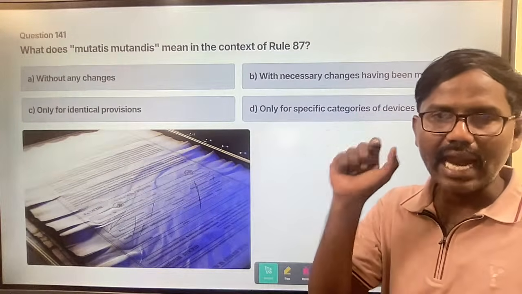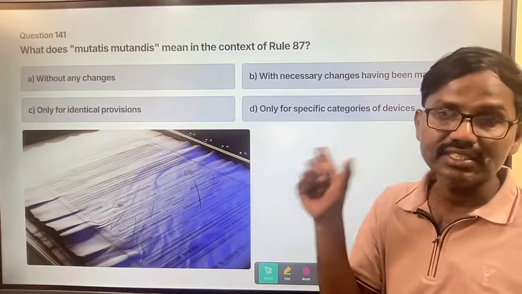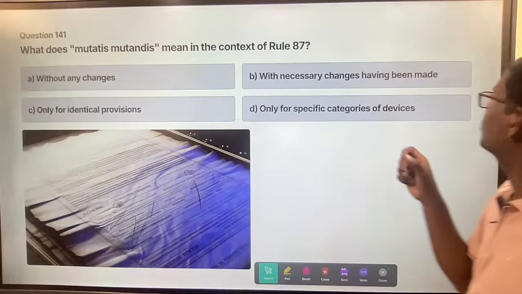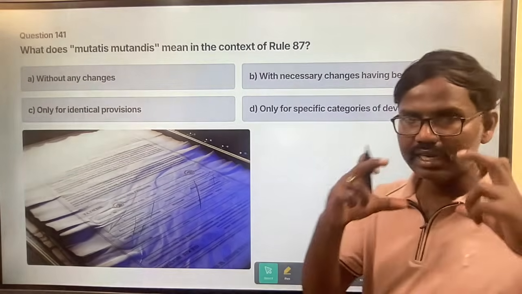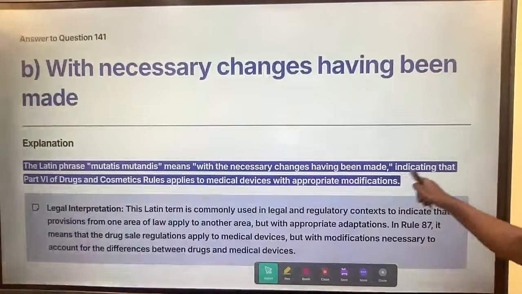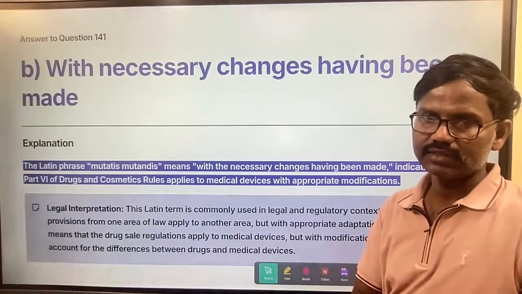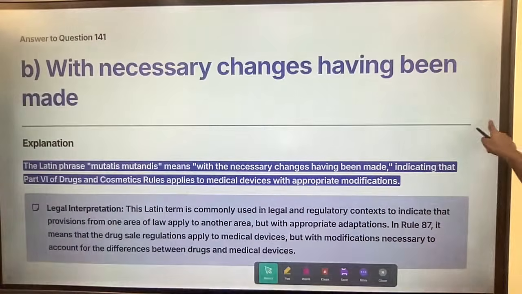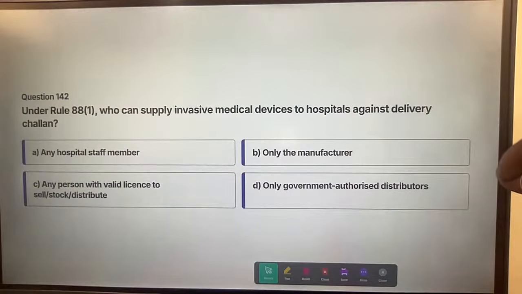So it is a Latin word. The meaning is with the necessary changes made. Okay, with the necessary change. The Latin name itself means with the necessary change. Okay, that is 87. No need of a fresh license. You can go for the existing license given by the D&C Act. Right? Fine. Okay, 142: under Rule 88, who can supply invasive medical devices to a hospital against a delivery challan?